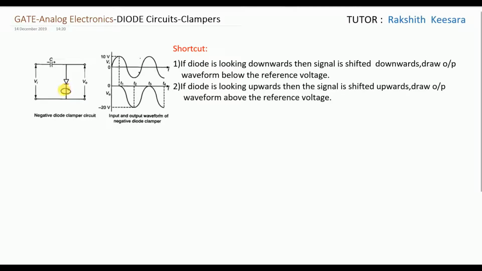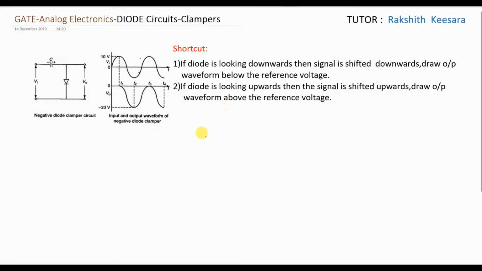In some circuits, they will give some +2, -1 and so on. But here in this circuit, the reference voltage is 0. If it is downwards, then draw output waveform below the reference voltage. Since reference voltage is 0, it is the 0. Draw this output waveform below the reference voltage like this. Similarly, if the diode is looking upward, then the signal is shifted upwards. Draw output waveform above the reference voltage.